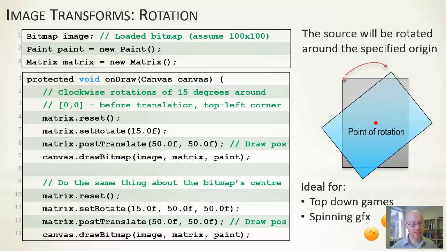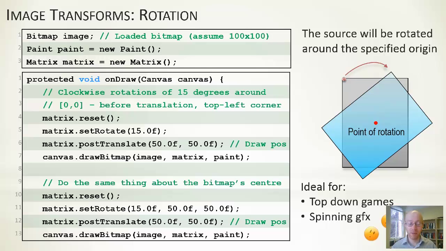Line 6 says, okay, let's rotate the image and then move it out to 50, 50, and we'll draw it at that particular location. And then we draw out that image using that matrix and with the default paint. And line 9, we're going to do exactly the same thing, except we're not rotating about 0, 0. We're going to rotate about the center of the bitmap. So remember, it's a 100 by 100 bitmap.